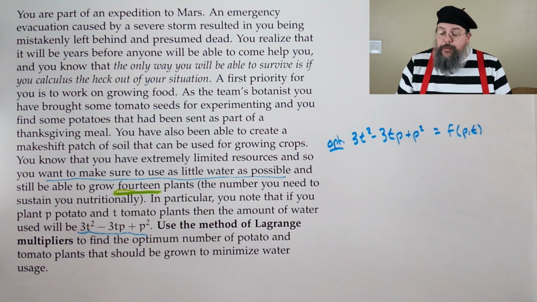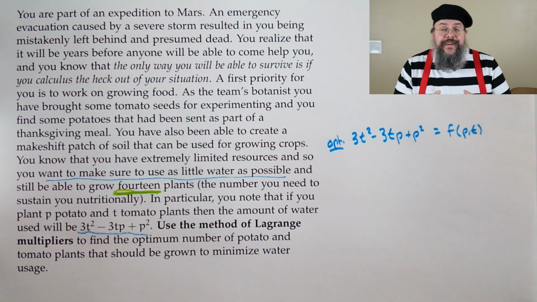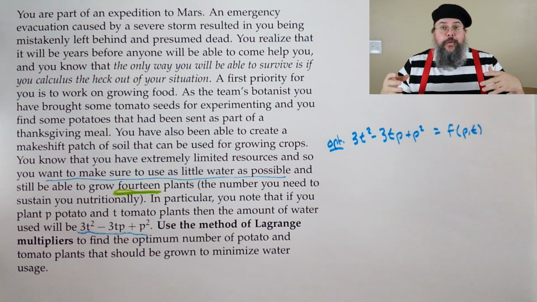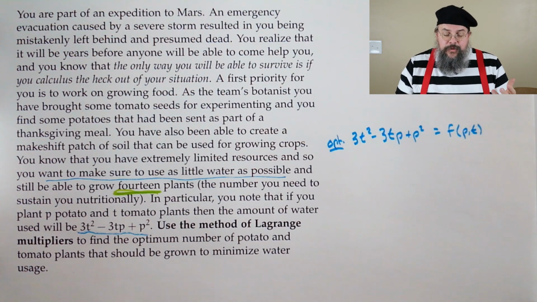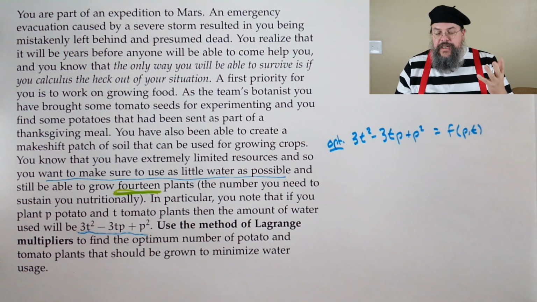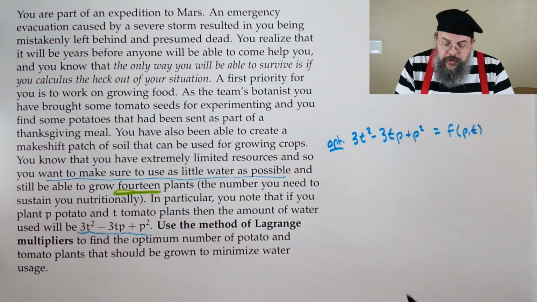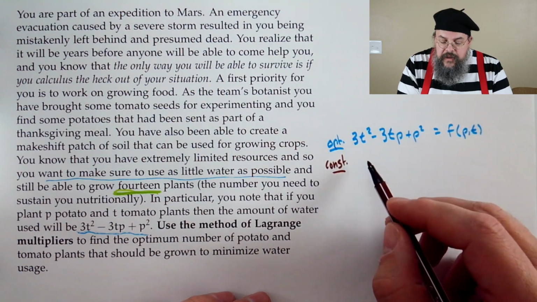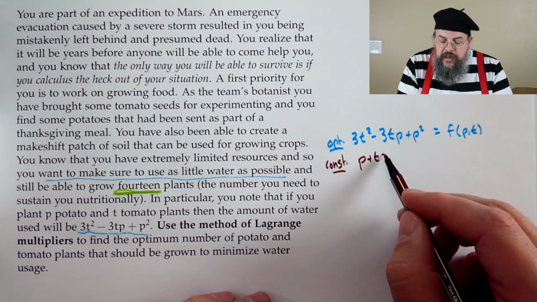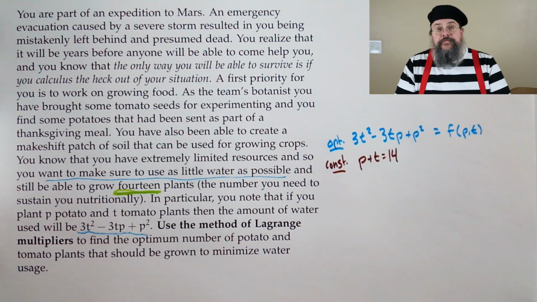All right, now what's our constraint? Well, the constraint is we need to grow 14 plants. And so we want to say, look, we have to grow 14. We don't want to grow 15. That would require us to use more. And so we want to grow exactly 14. So our constraint, it's not written down as an equation, and that's the fun. We get to figure it out. So our constraint says, hey, p plus t equals 14.